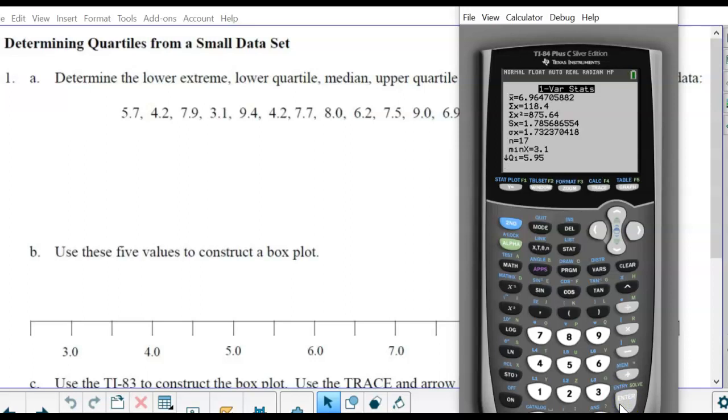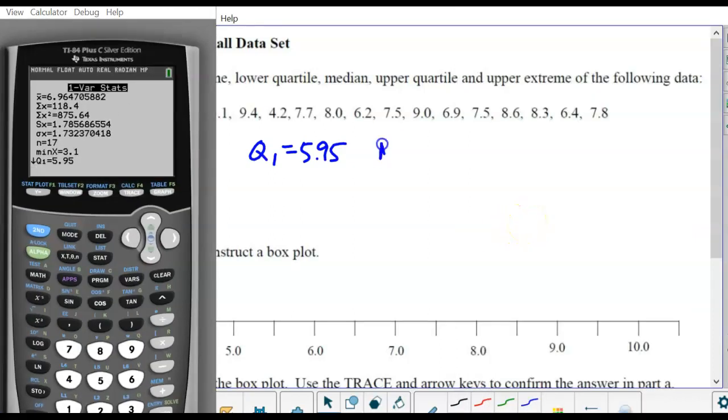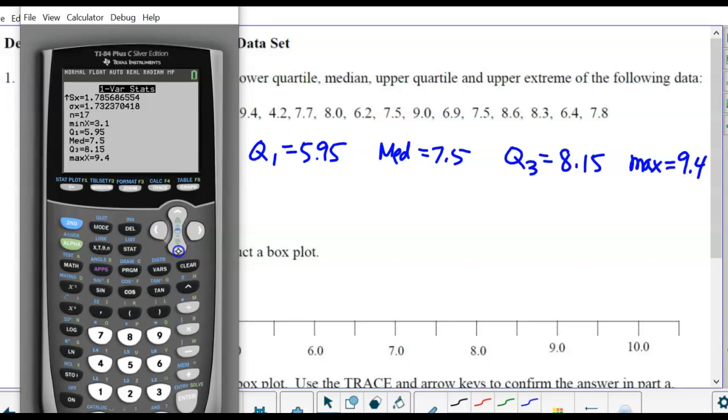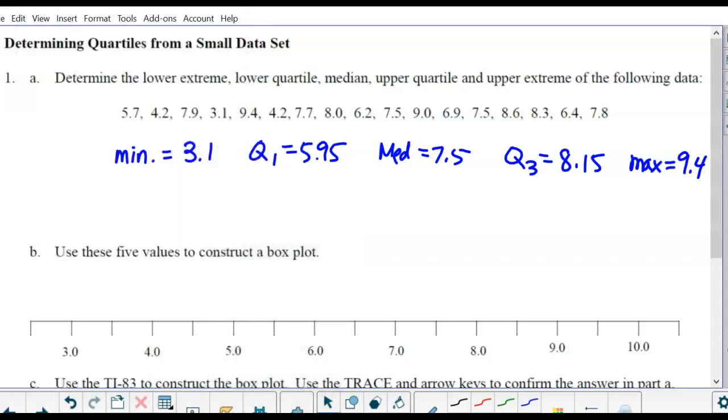Okay, and then we can just copy the math. So min or lower extreme is 3.1, quartile 1, 5.95, median, just cursor down there, 7.5, quartile 3, 8.5, max is 9.4. Okay. All right, so using these, construct your box plot.